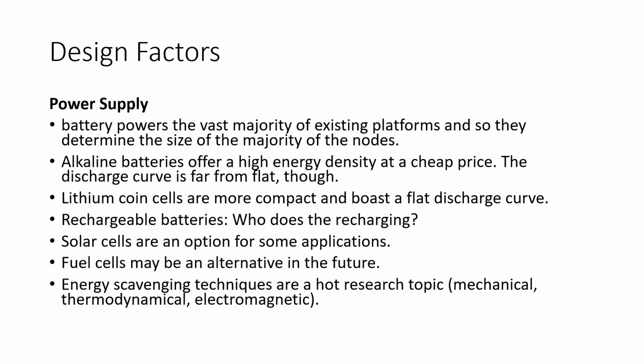Alkaline batteries offer a higher energy density at a cheap price, but their discharge curve is far from flat, which means they do not provide a flat level of energy. For example, they might provide 3 volts now, 5 minutes later they might provide 5 volts, then 3 minutes later they might provide 4 volts, and so on. So they do not have a flat discharge curve. This means that the sensor nodes cannot work properly using that battery, but it has a huge amount of battery life, and also it's cheaper in price.